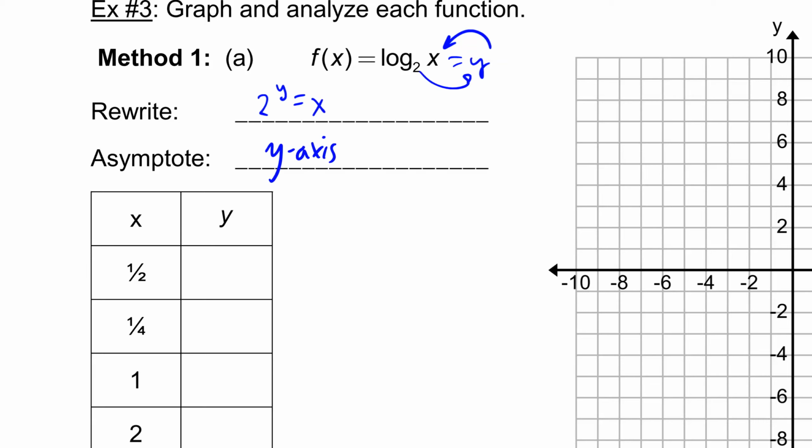Did you guys graph log functions last year? No, but you graphed exponential functions last year? Maybe. That's okay, that's fine, because we're going to do it now.